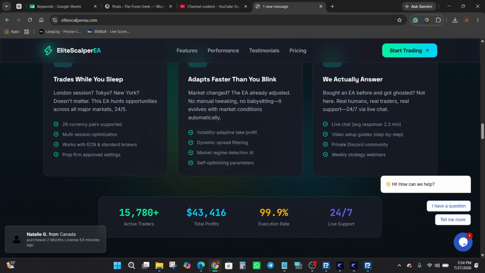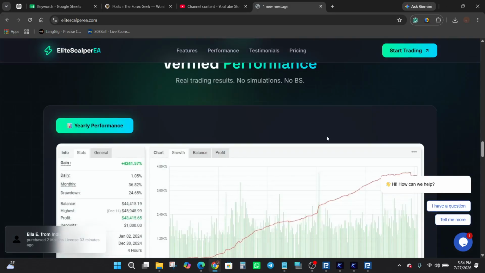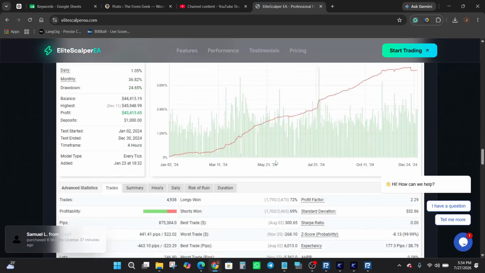The website provides a yearly performance summary along with an equity curve and trading statistics. Looking at the equity curve first, one thing I notice is that the balance generally trends upward throughout the year rather than showing long periods of decline. There are occasional periods where growth slows, but overall the curve appears relatively steady, instead of extremely volatile.